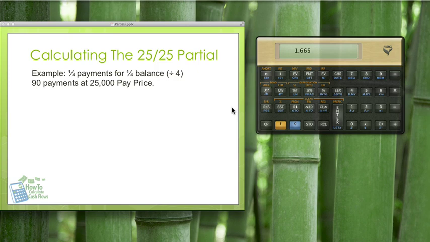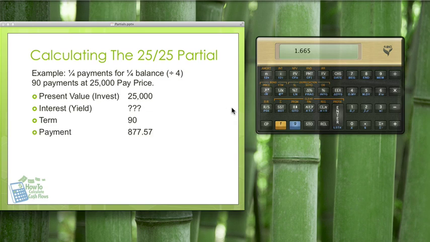So we're going to buy 90 payments for $25,000. 100,000 divided by 4 is 25,000, and 360 divided by 4 is 90 payments. So now in our present value, we'll have 25,000. We're going to solve for I still. The term is 90. The payment stays the same, and the future value stays the same.